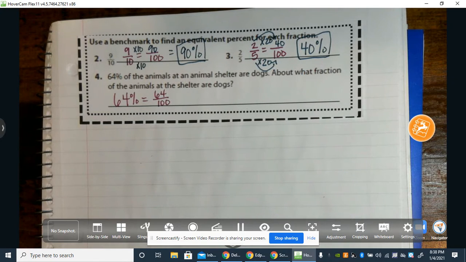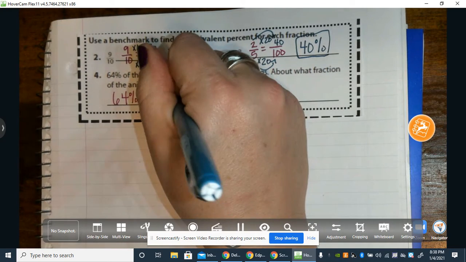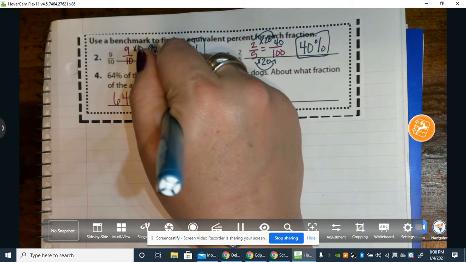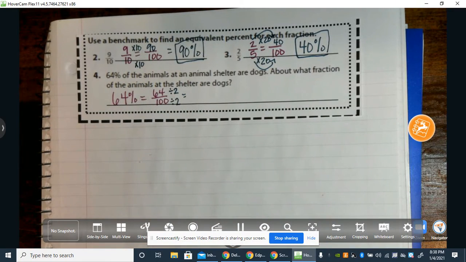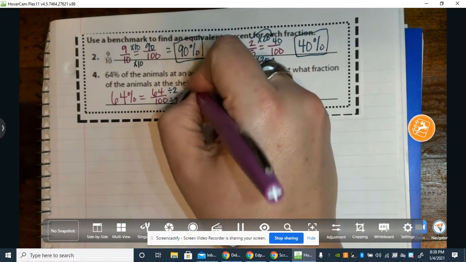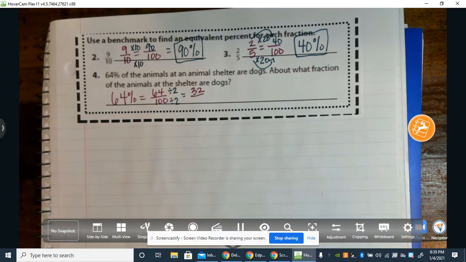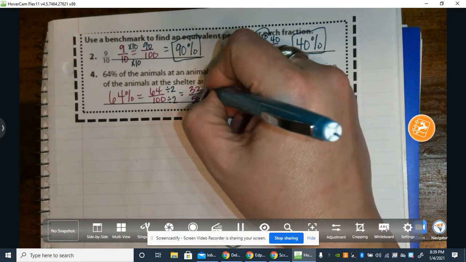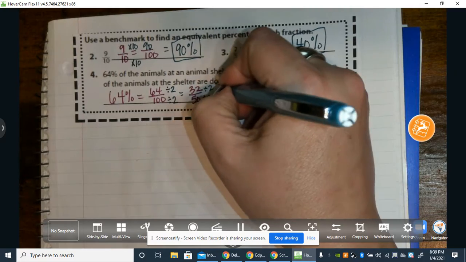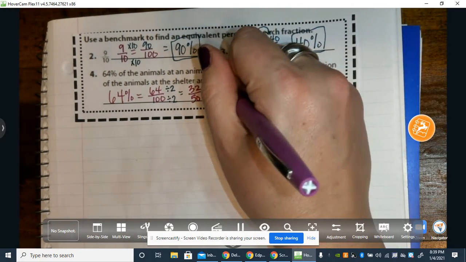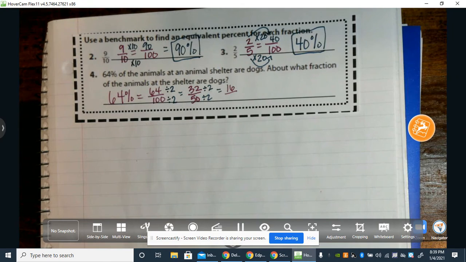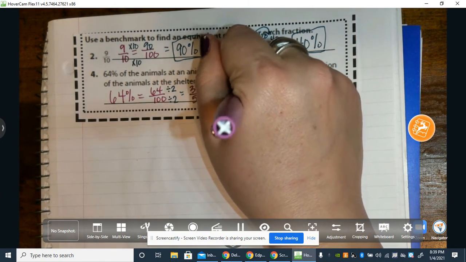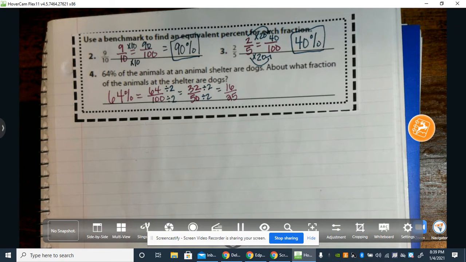If I want to simplify that, what number can both go into 64 and 100? Well, they're both even, so divide them by 2. 2 can go into 64 32 times, and half of 100 is 50. Then I notice both of these numbers are even, so I can take another 2 out. Half of 32 is 16, and half of 50 is 25. So we can say 16 25ths are dogs.